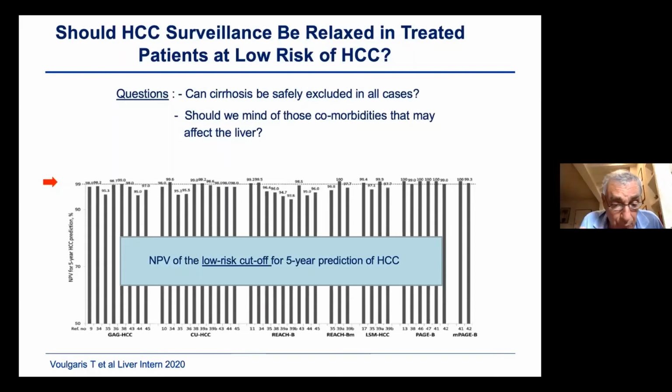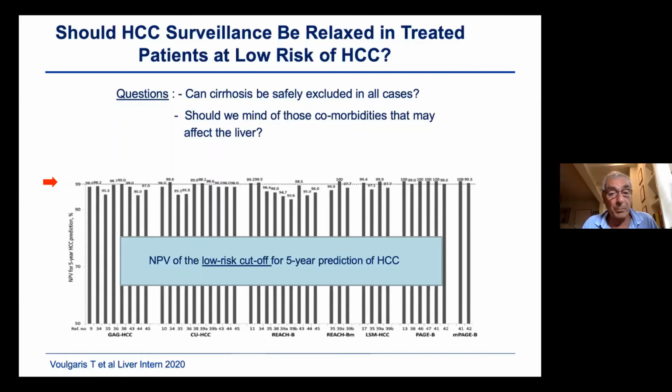If you look at these studies that we have discussed and that have been reviewed by Dr. Vallarino and Papatheodoridis in Liver International in March this year, GAG-HCC, CU-HCC, REACH-B modified, LSM, meaning transient elastography, HCC, PAGE-B, modified PAGE-B, it is quite clear that we have a tool to identify, in 95 to 98% of the cases, those patients who can safely stay 5 years without doing any screening. But what is really important is, can we really exclude cirrhosis in all of these patients, since cirrhosis remains a mainstay, a priority in screening?